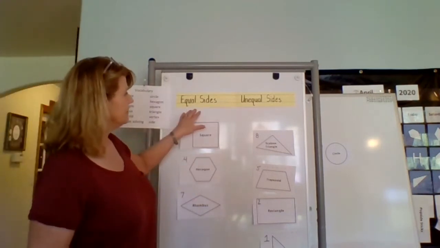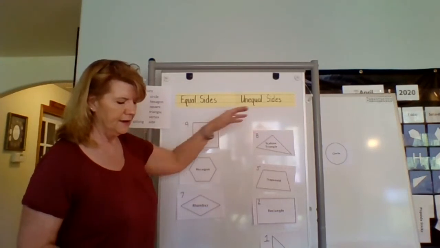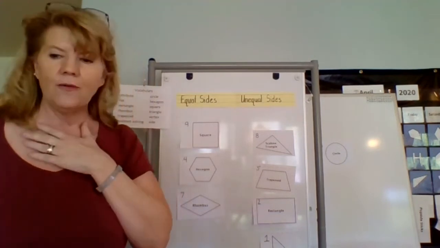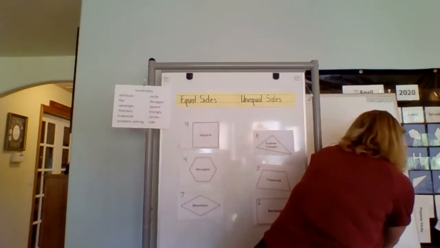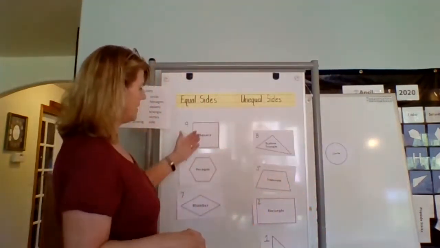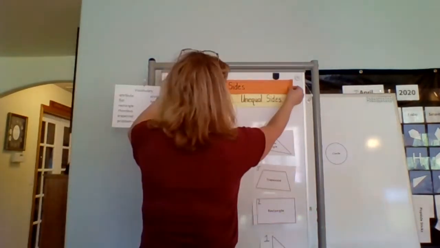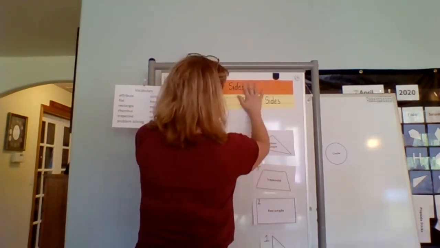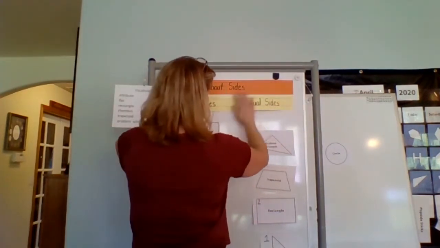What did we decide to categorize? Unequal sides and equal sides. Could we name our graph All About Sides? I like that because we're talking only about the sides of our shapes. All About Sides. So we have a title. We have the columns for our graph.